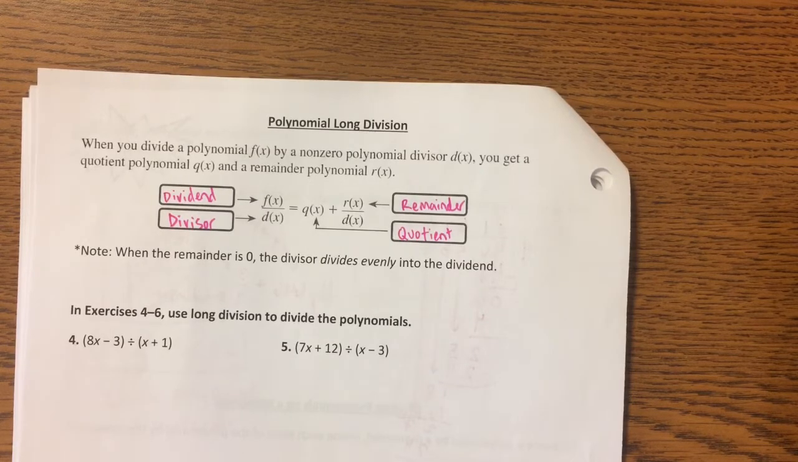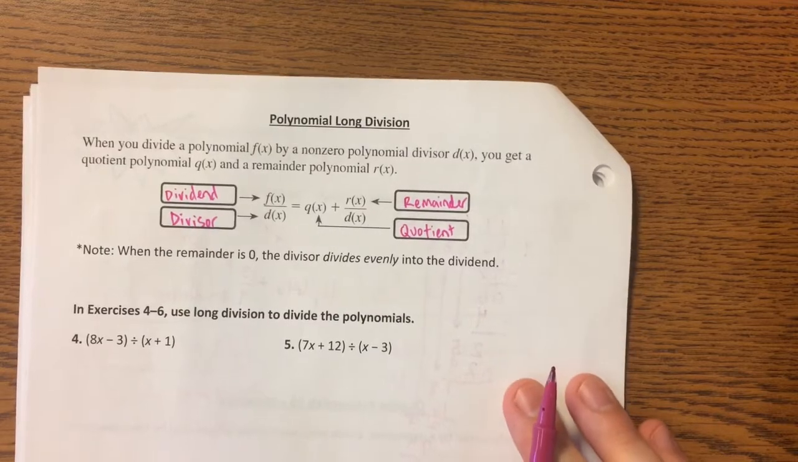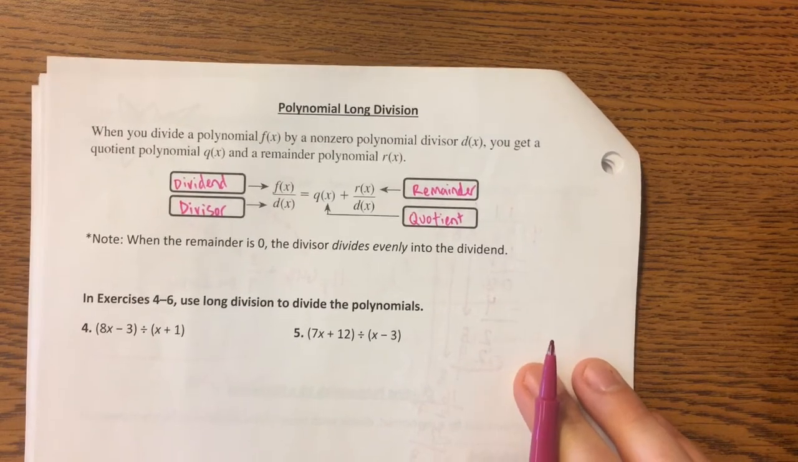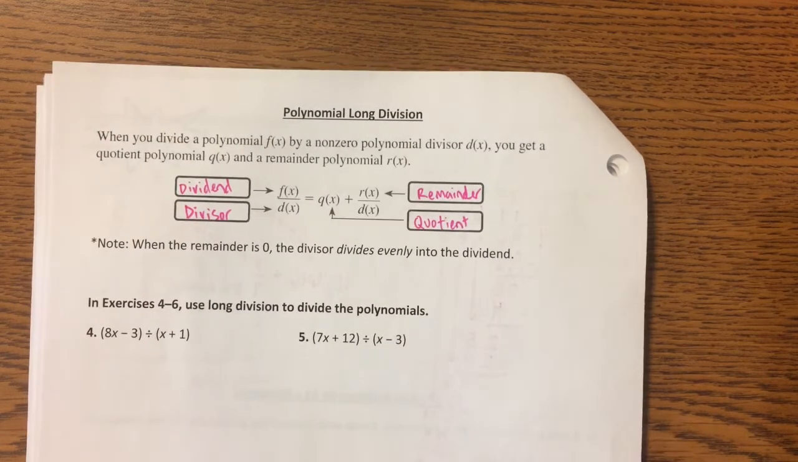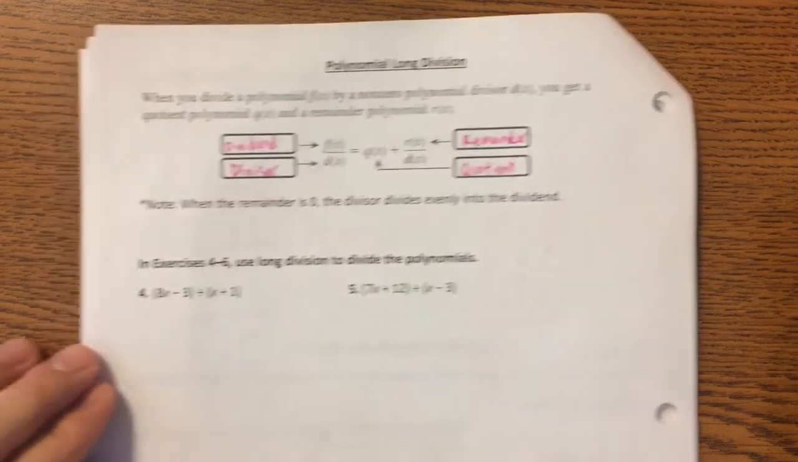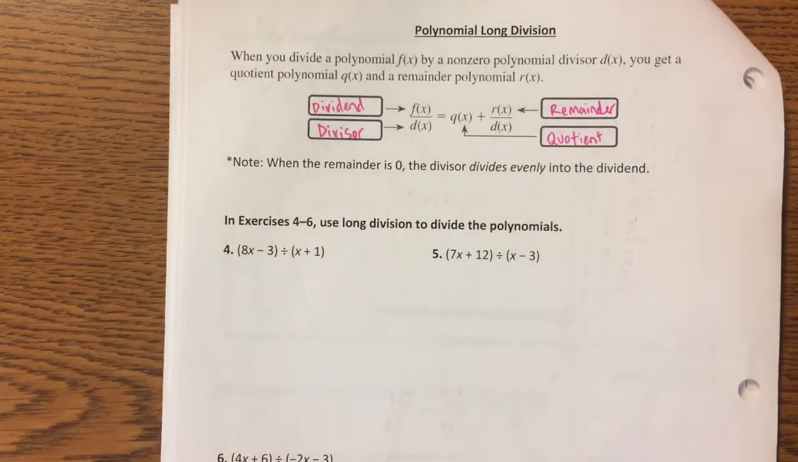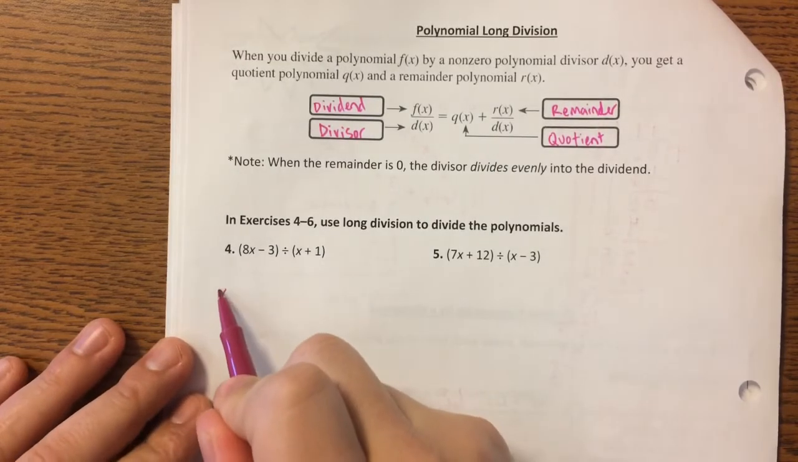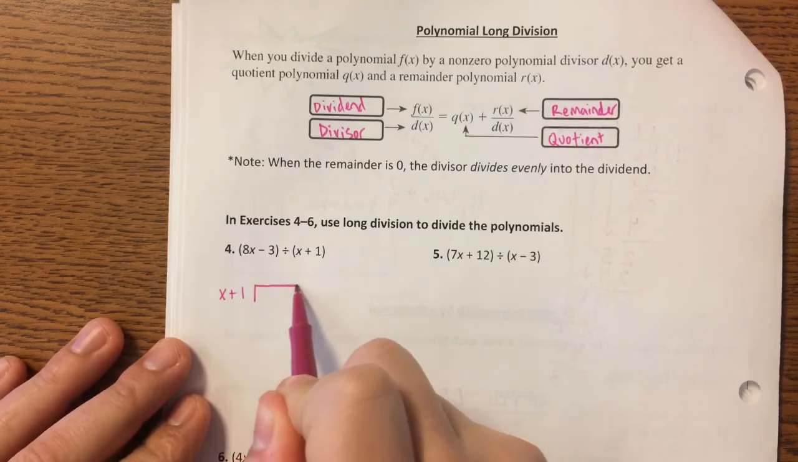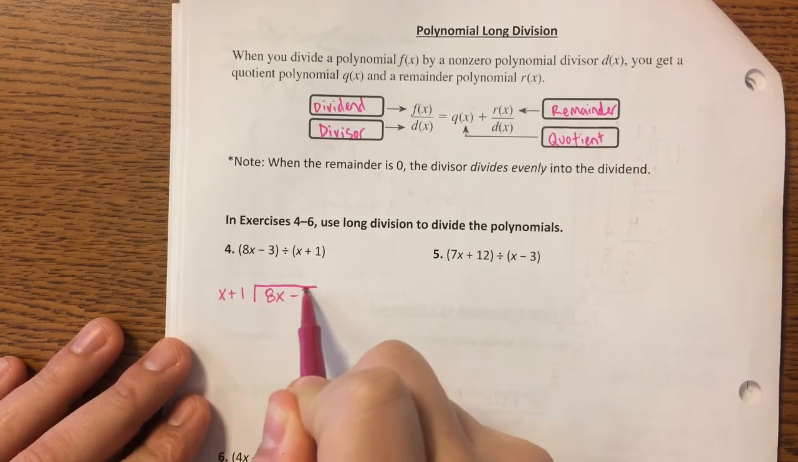Okay, so let's get into it. Number 4. 8x minus 3 divided by x plus 1. Okay, so the x plus 1 is our divisor. That's going to go on the outside. And then the 8x minus 3 goes on the inside.